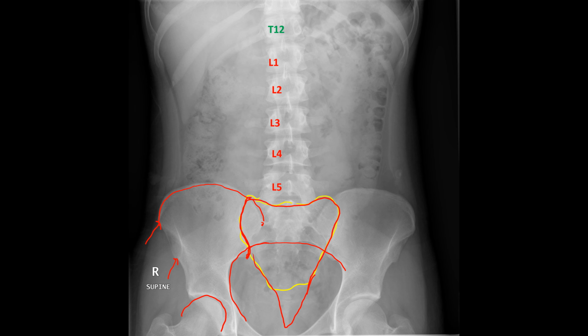Here we can see the L5 vertebra, the spinous process of L5 vertebra, transverse process of L5 vertebra, intervertebral disc, L4, L3, L2, L1, and T12. This is the 12th thoracic vertebra, which articulates with the 12th rib. Just above the T12, this is the T11 vertebra, which articulates with the 11th rib. So these bony structures we can identify in this image.